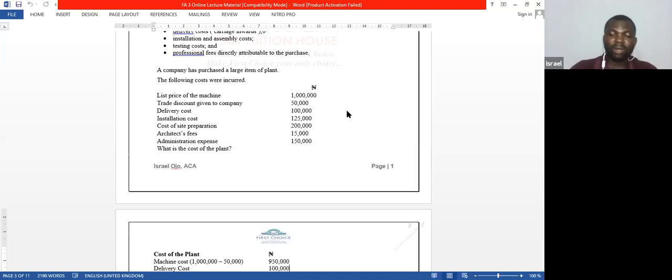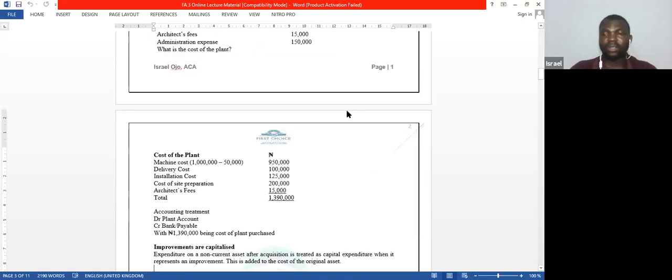So look at the solution. Machine cost is 950,000, after 1 million minus 50,000. Delivery cost is 100,000. Installation cost is 125,000. Cost of site preparation is 200,000. Architect fees are 15,000. The addition of everything gives us together 1,390,000. This is the total cost of the asset that will be posted to our asset account.